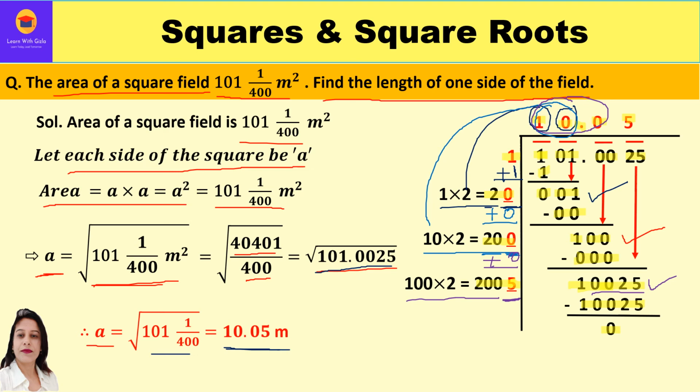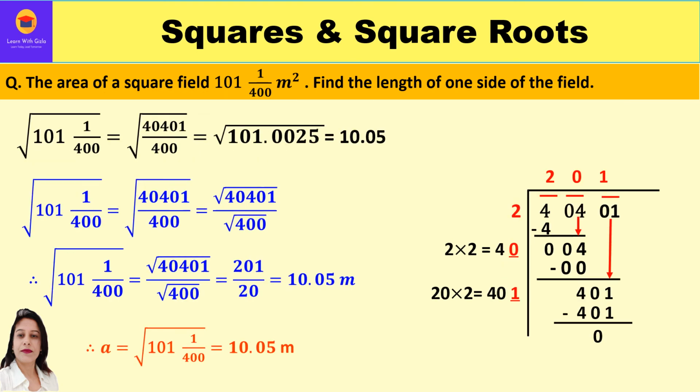There is one more method. Let us study that. In the second method, instead of converting into decimal and then finding the square root of a decimal number, we take the mixed fraction, convert it into an improper fraction, and then split it. The square root of 40,401 upon 400 is equal to the square root of 40,401 upon the square root of 400, right? Now the square root of 400 we know is 20, because 20 square is 400. And we have to find the square root of 40,401.